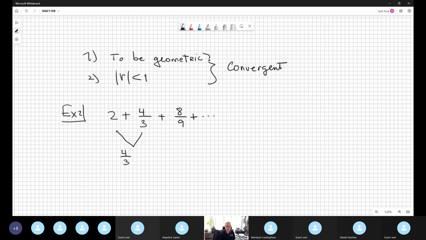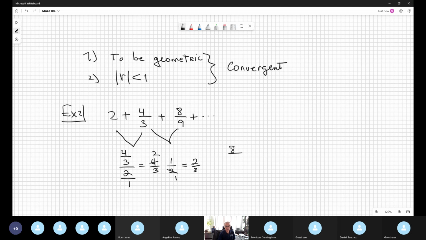4 over 3 divided by 2. 4 over 3 times, flip it, that is 1 half. So we simplify a little bit: divided by 2, 1 divided by 2, 2. 2 over 3. Let me double check it with this couple.